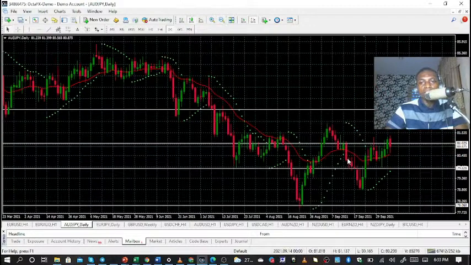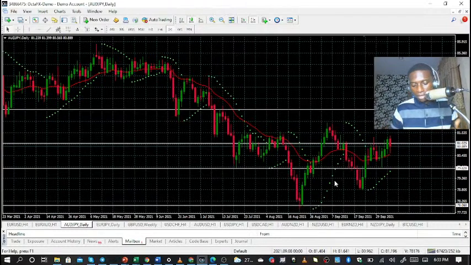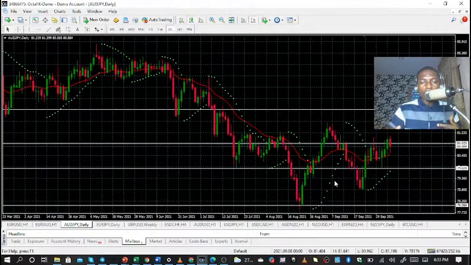Look at this candle. The parabolic SAR appeared above this candle here, indicating that the market is going down. If it appears below, it indicates that the market is going up. So the parabolic SAR also gives a signal of a bull or a bear market movement. I don't know if you catch that.